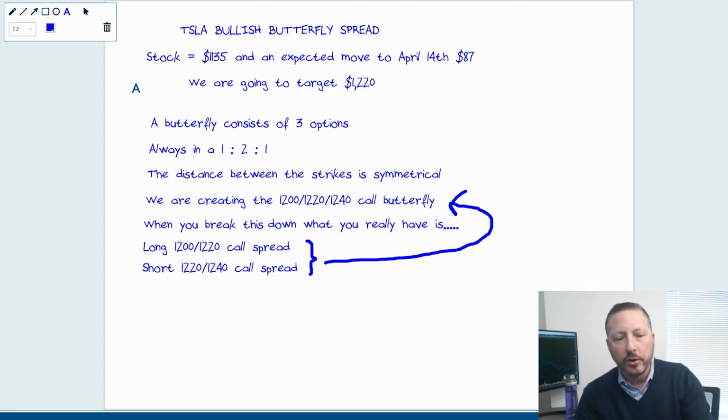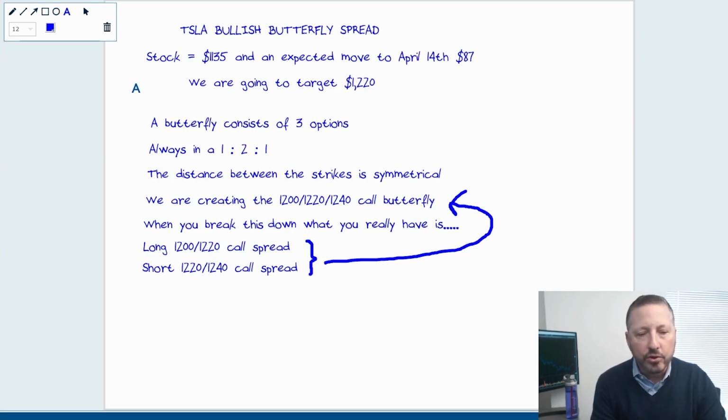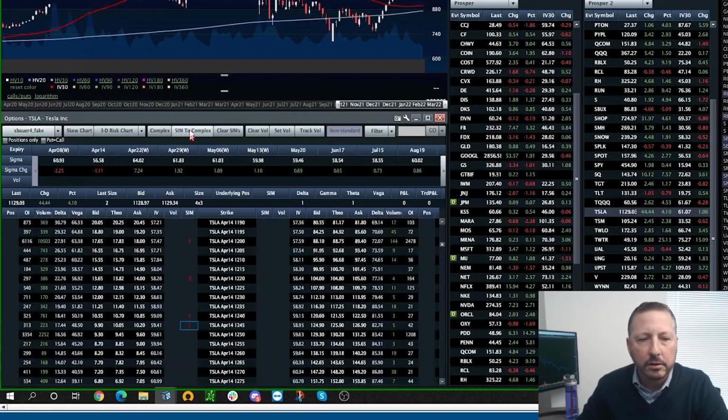In this case, what we're doing right here is we have two vertical spreads, a long spread and a short spread. We are selling the 1220, 1240 to help finance the purchase of the 1200, 1220, with the goal being that the stock moves to that middle strike, which is the strike we identified as where that expected move is. So let's look at the pricing on something like this.